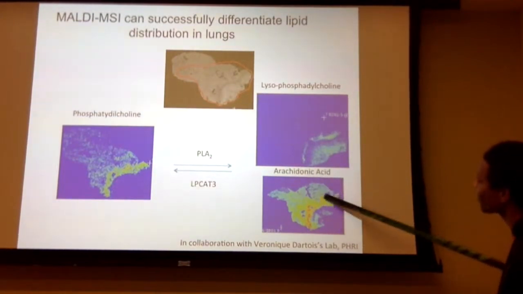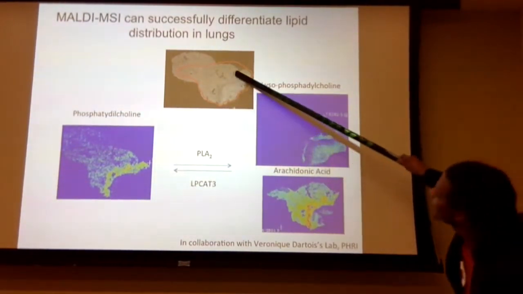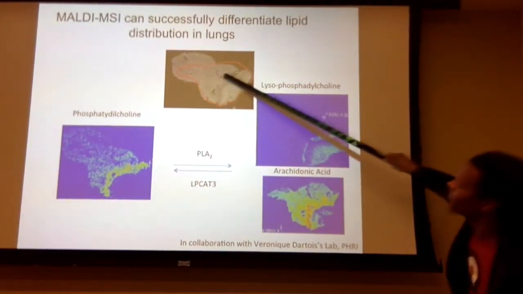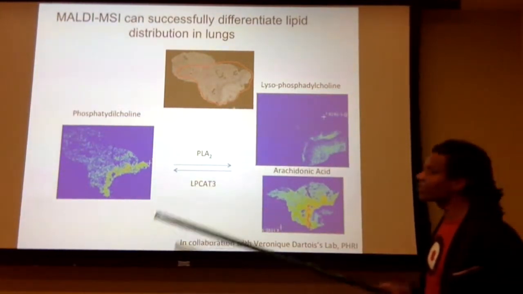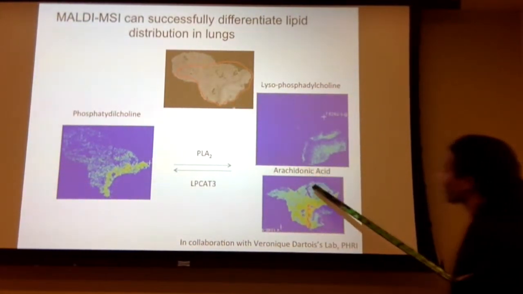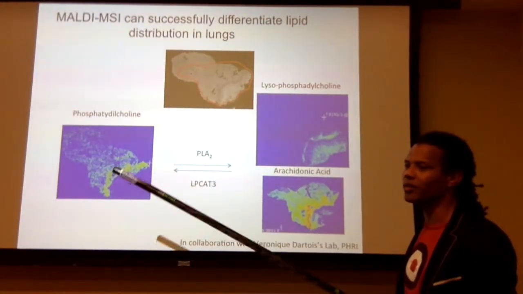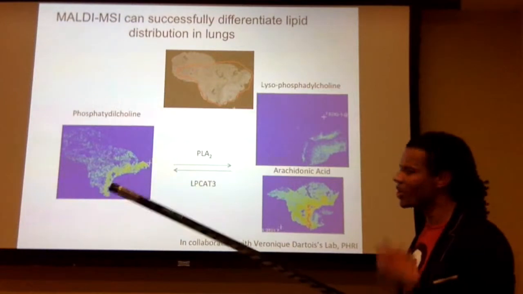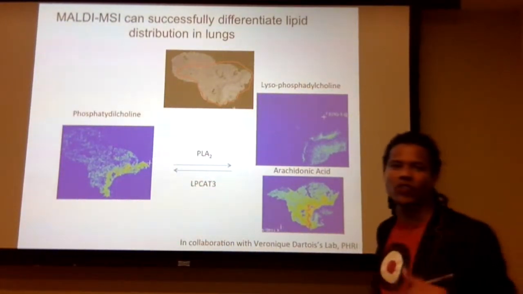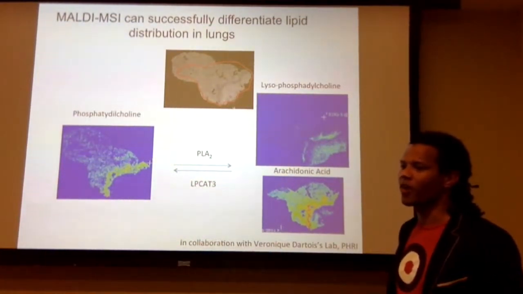For example, arachidonic acid here seems to be really more distributed on the surrounding regions of the calcium. So what this tells is that arachidonic acid is really higher around the calcium, and depending on what pathway, either the COXes or lipoxygenase, utilizes it, they can actually give you the fate based on the level of inflammation.